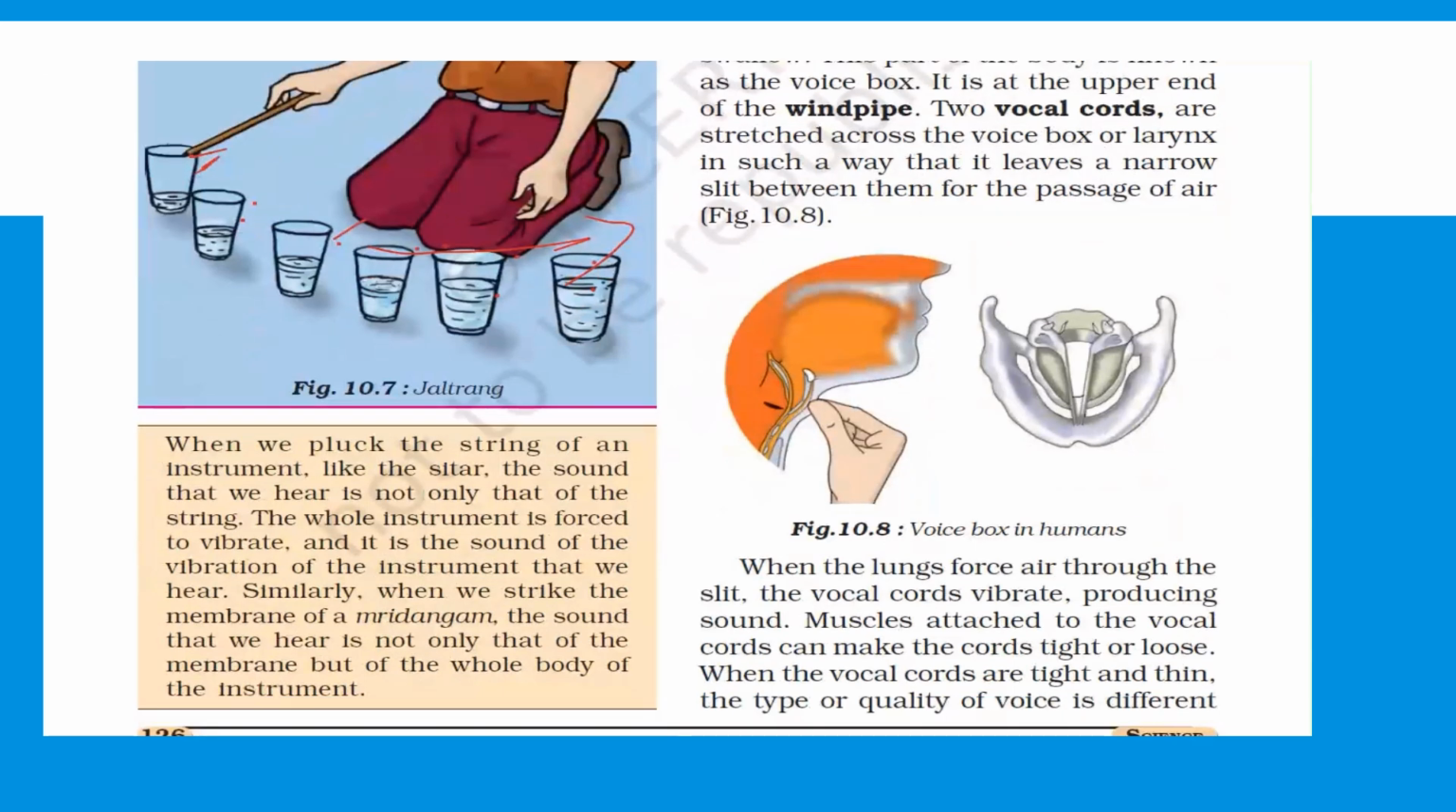Okay, so when we pluck a string of an instrument like a sitar, the sound we hear is not only of the string, the whole instrument is forced to vibrate, right? In the sitar, not only the string is vibrating, but the whole instrument is vibrating, and it is the sound of the vibration of the instrument that we hear. Similarly, when we strike a mridangam, the sound we hear is not only the membrane but the whole body. Same in the case of tabla, it is not only the membrane, it is the whole body which is vibrating and creating sound. Is it clear to all of you?